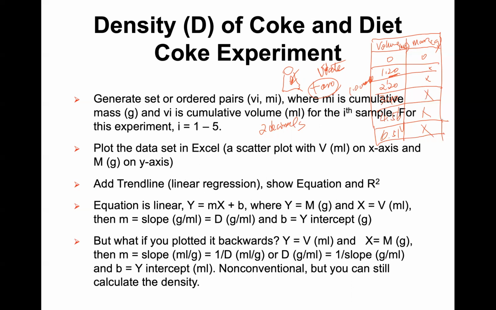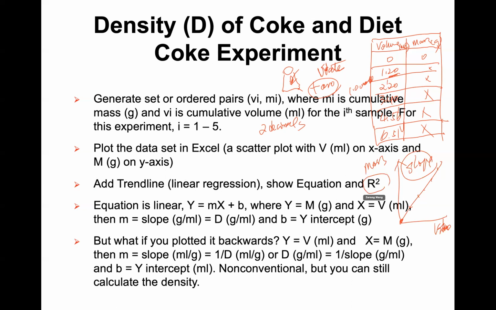Now, notice that with this table, we can make a graph, right? Here's the mass, and here's the volume, and this one gives you the linear relationship, right? 0 is included, and then you have 5, right? The slope will give you the density. And during the regression, you can click that, and the equation can show the slope as well as R square.